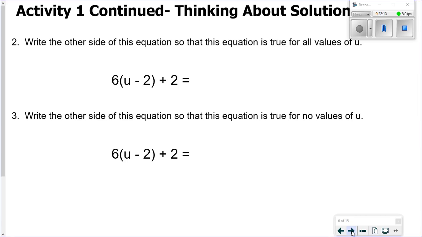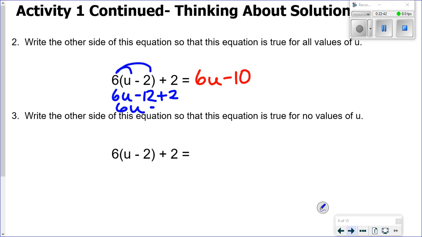I went ahead and wrote out the right-hand side of the equation to be 6u minus 10. So I am making this equation true for all values of u. To prove it, let's do some math on the left-hand side of the equation. If I were to distribute 6, I get 6u minus 12, then plus 2. When I combine negative 12 plus 2, I get 6u minus 10. Which in fact is equivalent to the right side that I created of 6u minus 10.